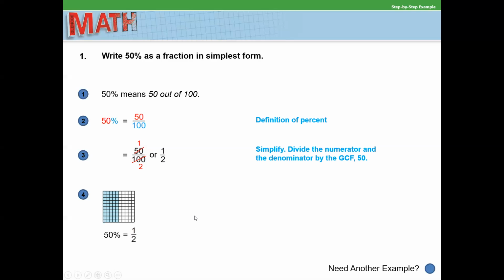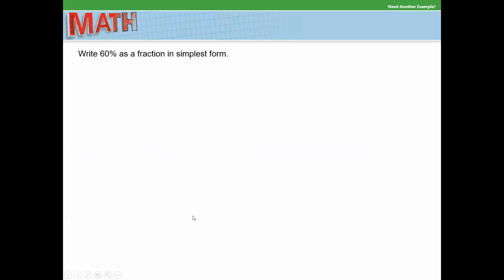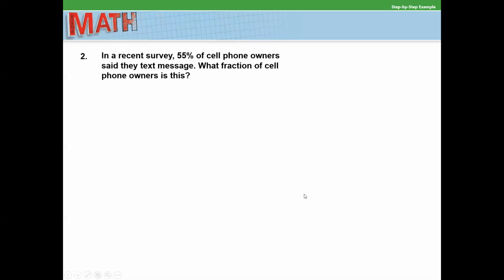Need another example? Write 60% as a fraction in simplest form. Pause the video, show all of your work in your math notebook. Be prepared to discuss it at group later. Number 2, press play when you're ready to go on.